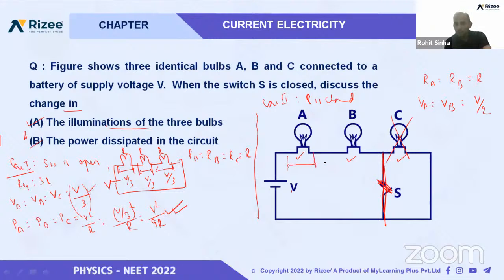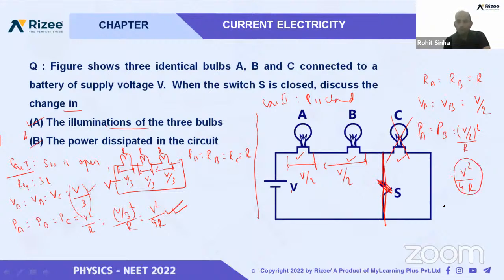because this voltage V is now divided into two parts only, here and here. That means V by 2 and V by 2. Like this, we can say power dissipated through A will be equal to power dissipated through B. It will be equal to V square by R, that means (V by 2) whole square by resistance R. How much will we get? It will be equal to V square by 4R.